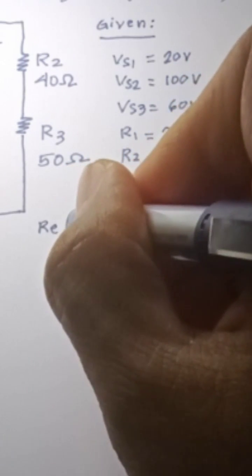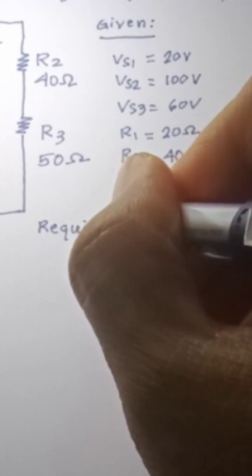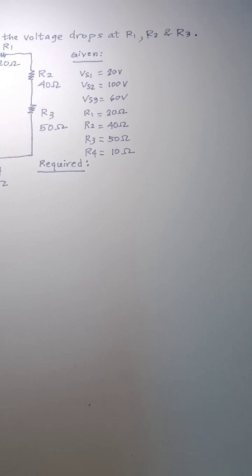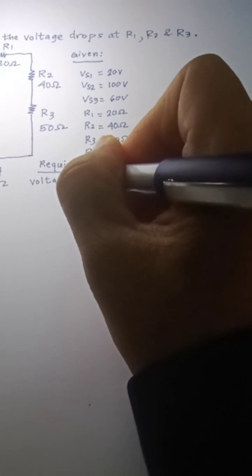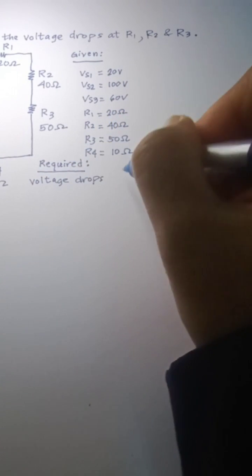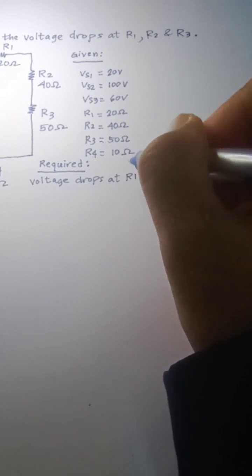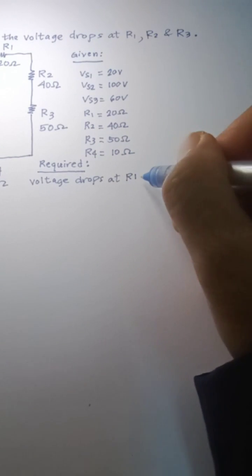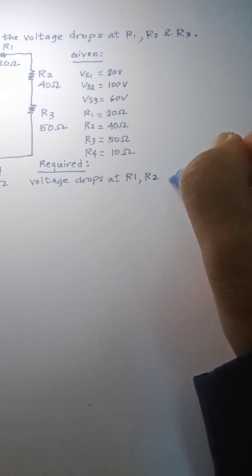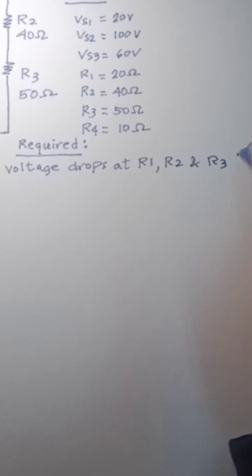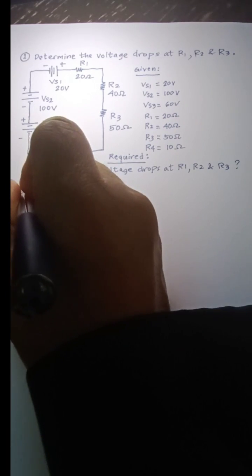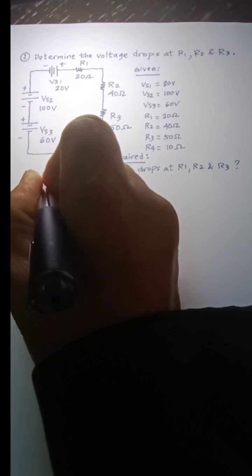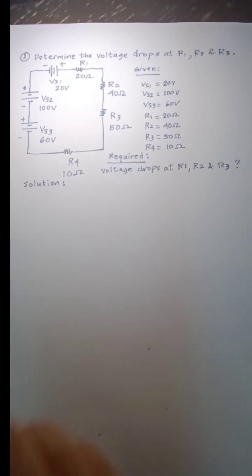Now that we have written the given values, we will be writing what's the required or what do we want to do here in this particular problem. As you can see in the question, we are supposed to calculate for the voltage drops at resistances R1, R2, and R3. So we need to get the voltage drops at R1, R2, and R3. Or we can also say V1, V2, and V3. That's what we want to calculate here.